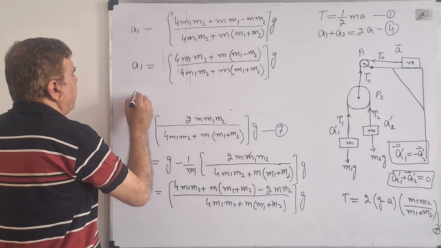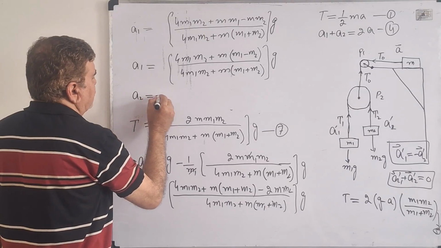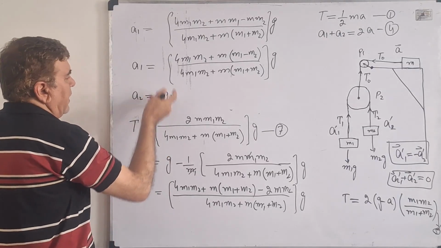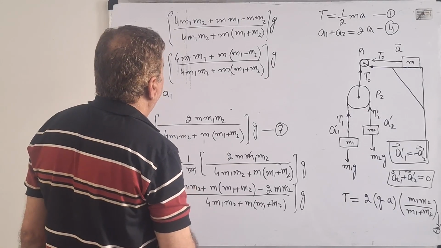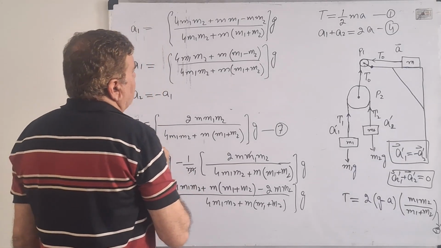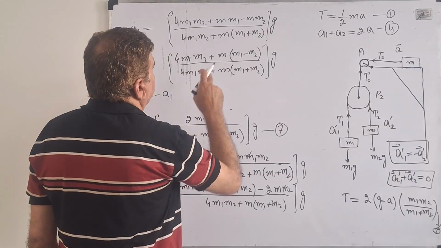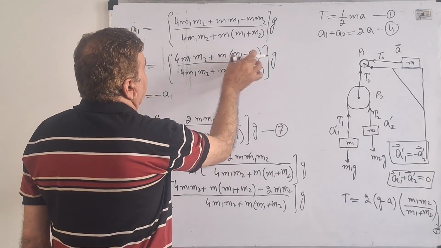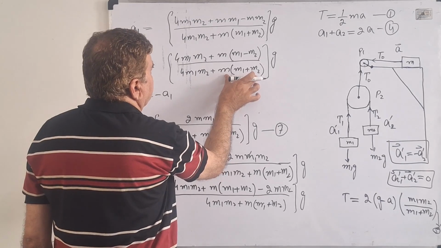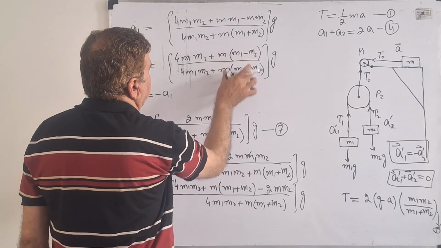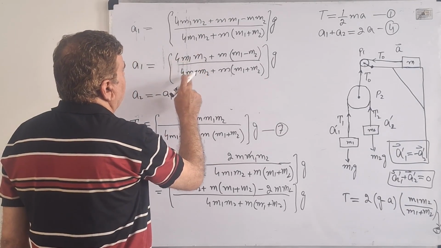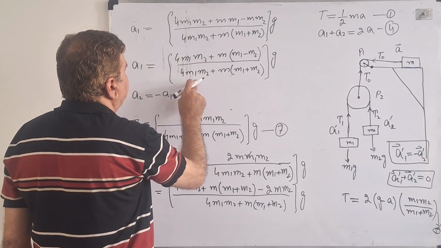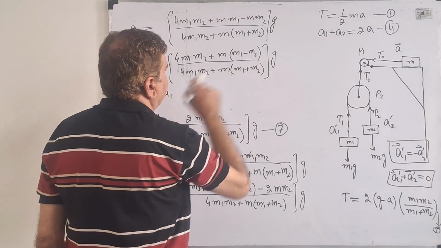And now see, obviously a2 we have already seen that is equal to minus a1, and both accelerations have the same magnitude. Now, one thing more we need to look into in this equation. If m is 0, then this term goes to 0, this term goes to 0, that is one term in the numerator and denominator diminishes. We will be left with 4 m1 m2 divided by 4 m1 m2. They cancel with each other, so a1 equals g.